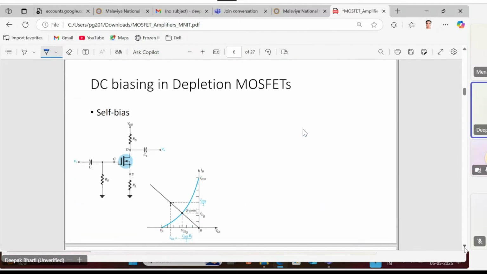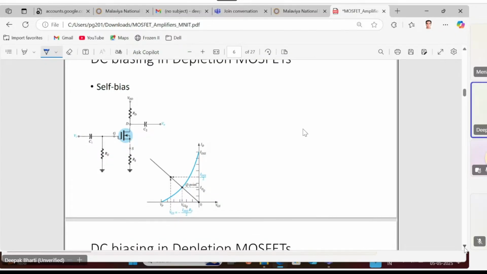The next biasing arrangement is self bias. In self bias, no external bias is applied except VDD. So on the RG side also there is no power supply; the only power supply present in the circuit will be VDD. So what is our task? We first of all have to find out what VGS is in this circuit. VGS will be VG minus VS.